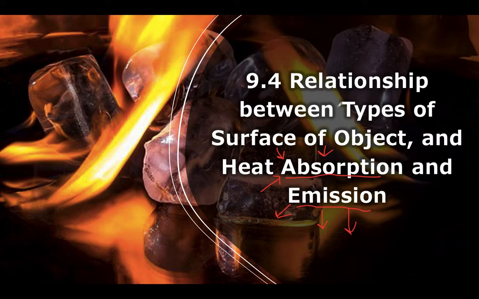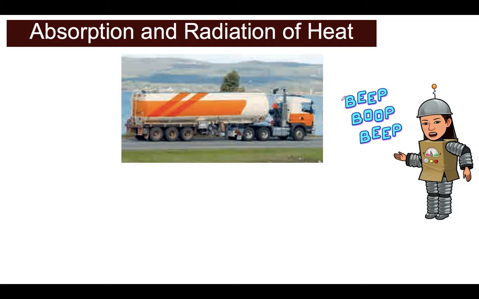So we are going to see what is the relationship between the types of surface of objects with heat absorption and emission. Have you seen a fuel tank before? What color is the fuel tank that you usually see? If you ask me, the usual color that I would see is silver. In this picture, we have a fuel tank with a white color. Have you ever wondered why you haven't seen a fuel tank with black color? There is a reason why they only use a bright color for fuel tank. We are going to see why.